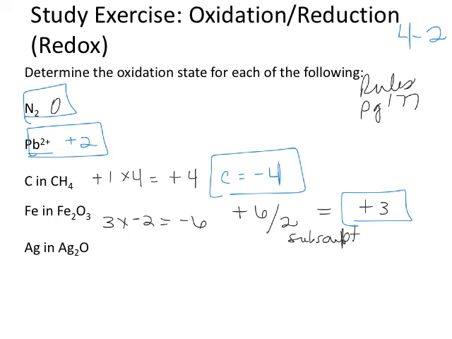Silver and silver oxide. Well, based on our rules, oxygen always gets a -2, and so on the cation side, we need a +2, so this overall charge of silver oxide would equal 0, and our subscript 2, if we take +2 divided by 2, that means silver oxidation state will be a +1. On to the next problem.